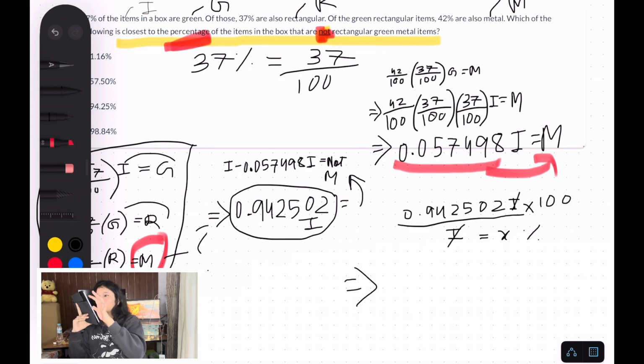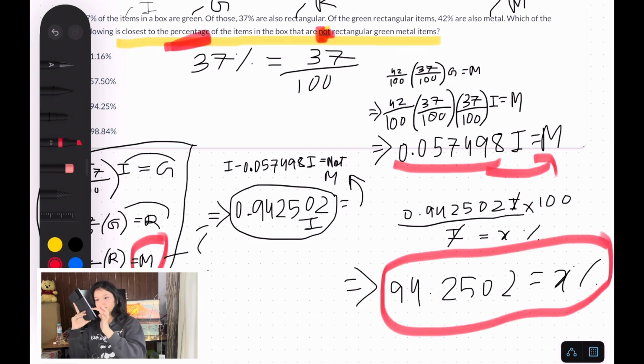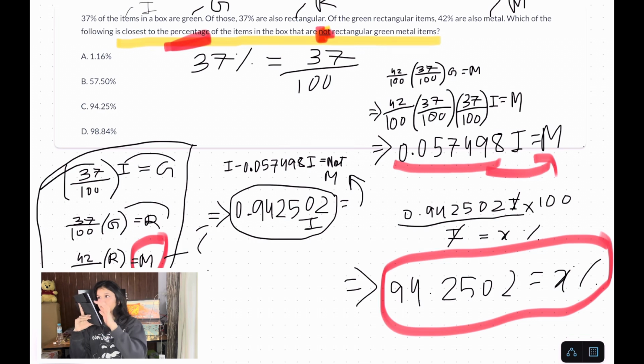So you get 94.2502, and that's the answer. The closest option we can see here is C, so that's the answer.